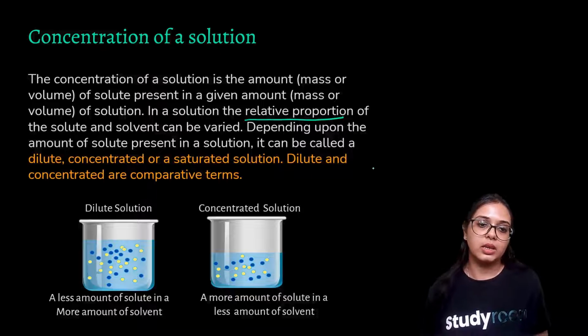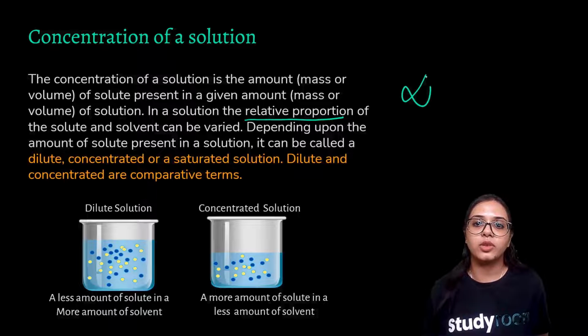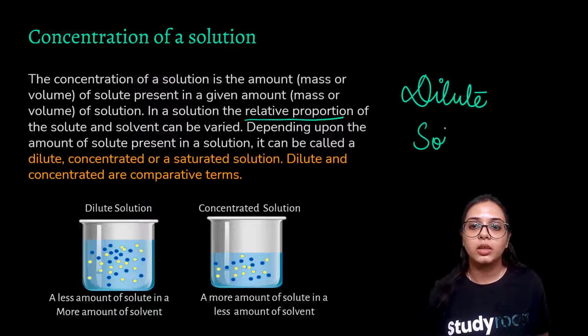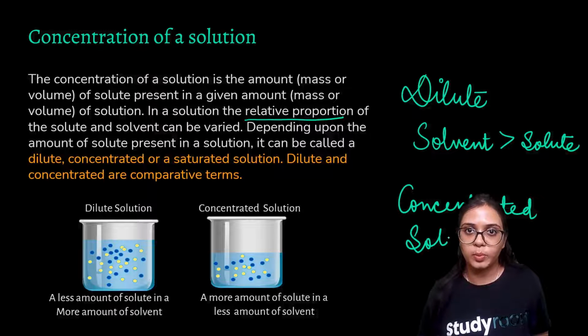Okay, what do we see here? Let's have a look at the diagram. Dilute solution, concentrated solution: less amount of solute and more amount of solvent, and more amount of solute and less amount of solvent. What we mean by a dilute solution is that the amount of solvent in a dilute solution is more than the amount of solute. And what we see in a concentrated solution is that the amount of solute present is more than the amount of solvent.